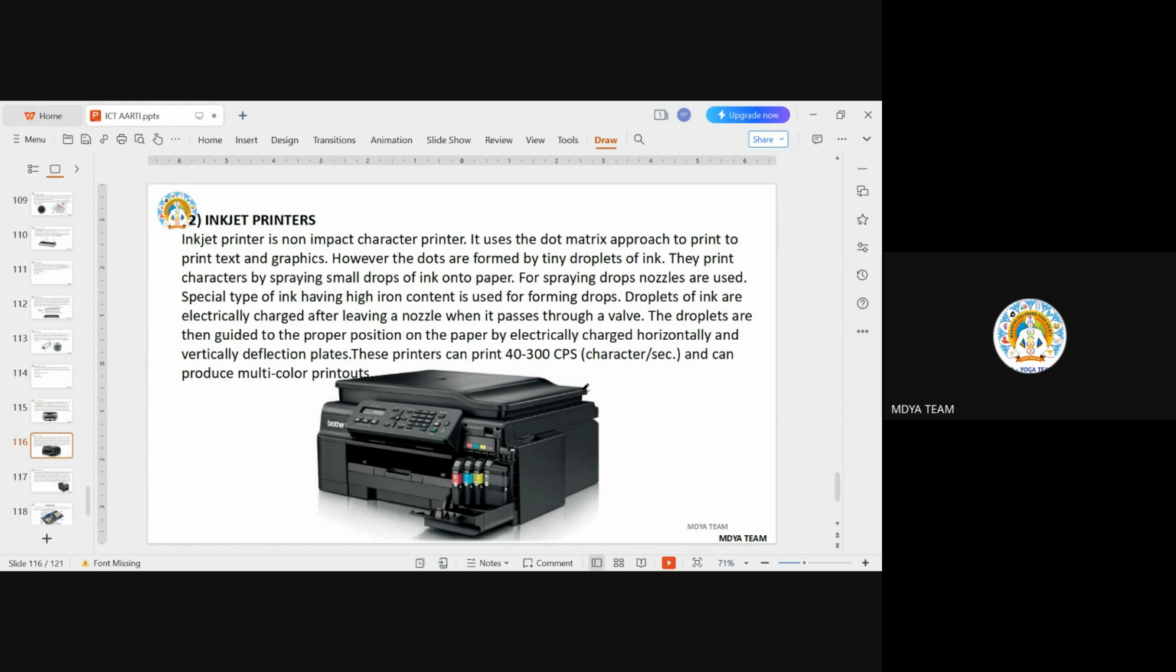It uses a dot matrix approach. As with the dot matrix printer, the same technique is used in the inkjet printer to print text and graphics. However, the dots are formed by tiny droplets of ink, as you see in the diagram now, while needles are used in the dot matrix. This is much more advanced than the dot matrix. You see the three colors, so you can use color printing in inkjet printers also.